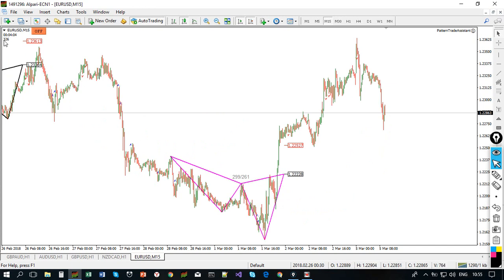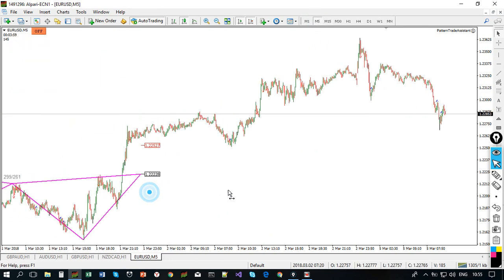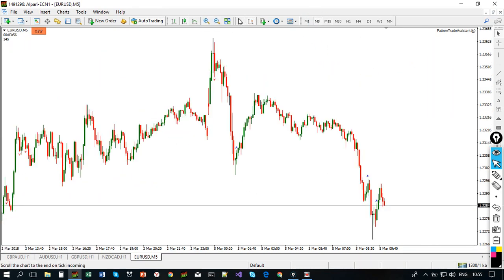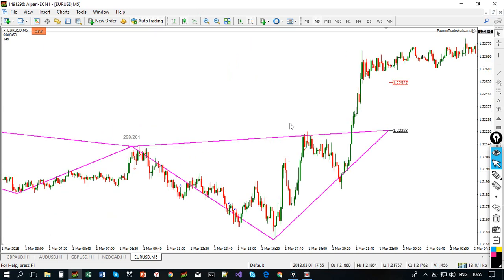Now the 3 ATR is 32.6. It is still more than take profit. Then I switch to 5 minutes. And now what do we get? Now we get this pattern. Yes?